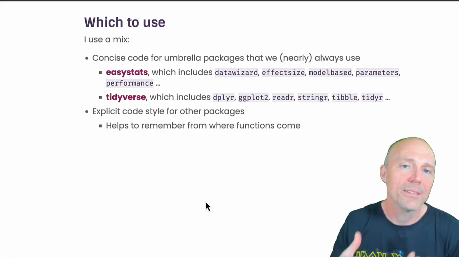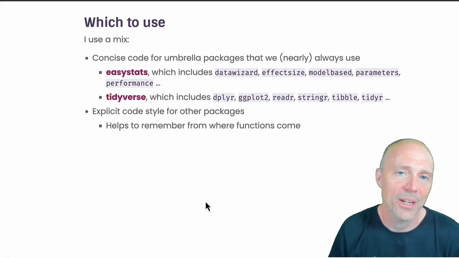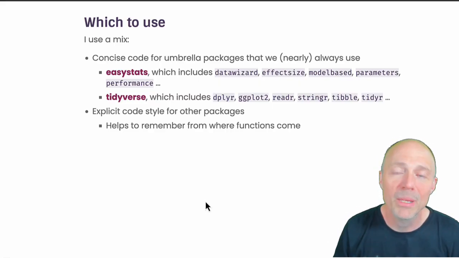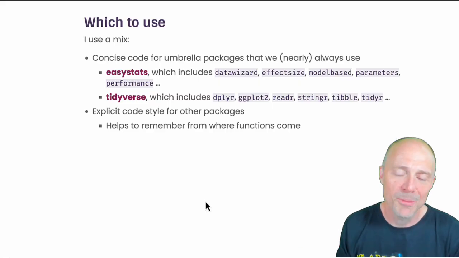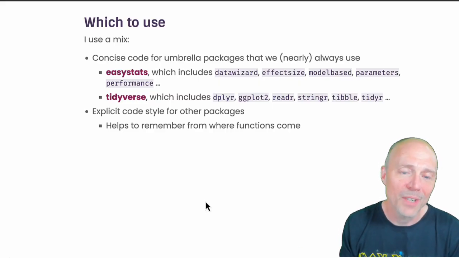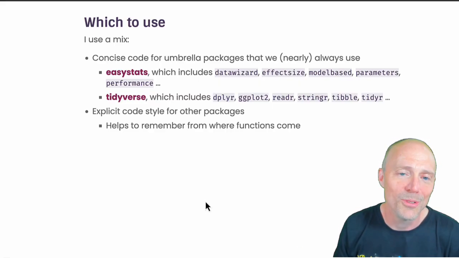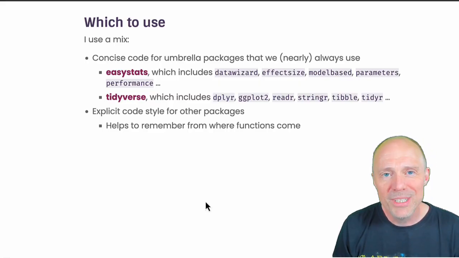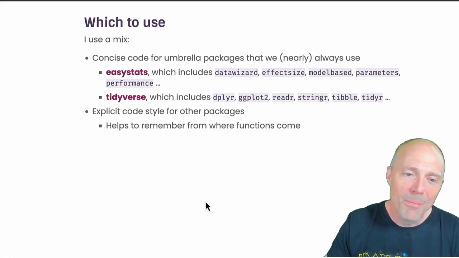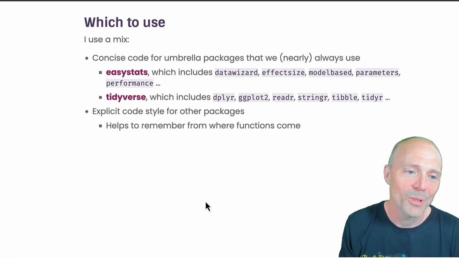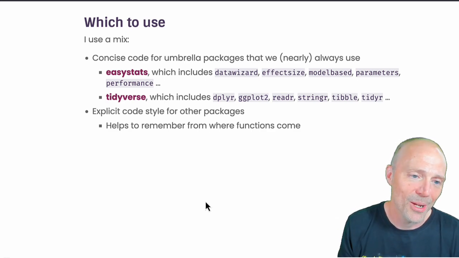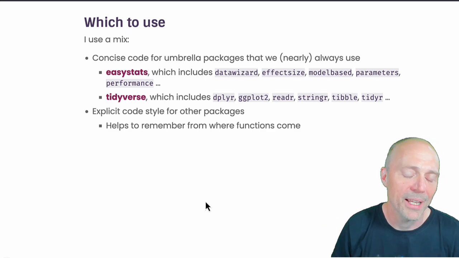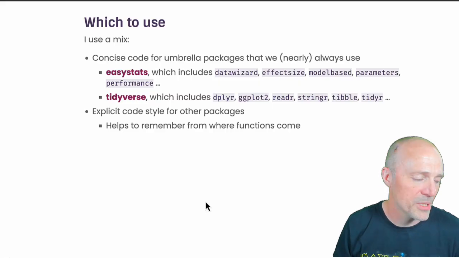So nearly always I will load Easy Stats and Tidyverse using the library command at the top, because that automatically gives me access to loads and loads of functions that I commonly use for lots of the tasks that we do. But then if I'm using a more esoteric thing where maybe I'm only using it once in my Quarto document or whatever, then I tend to use the explicit code style and not load the library at the beginning. But entirely up to you.